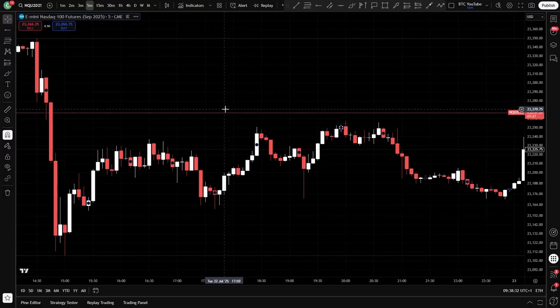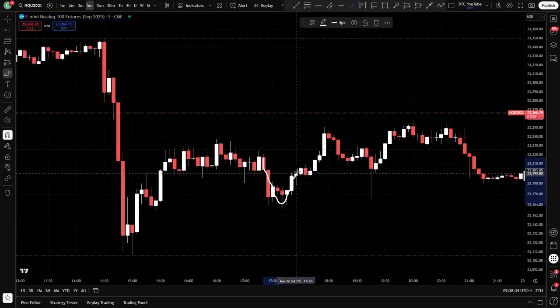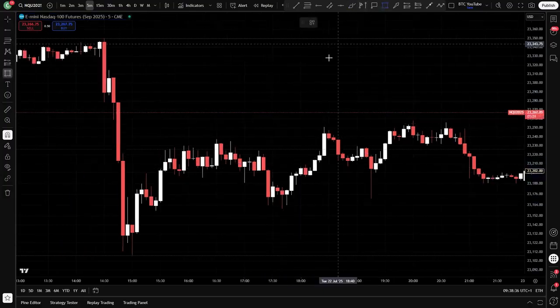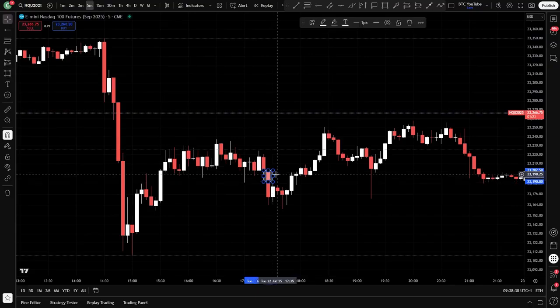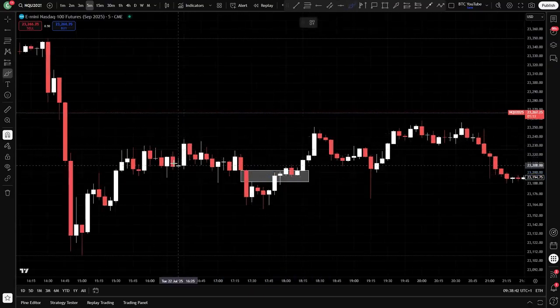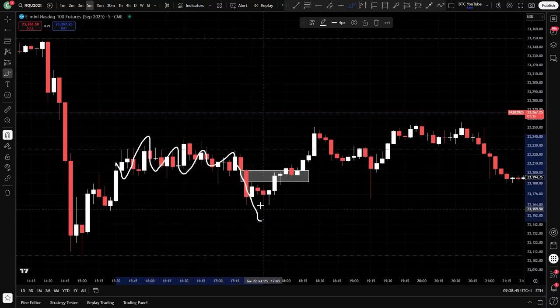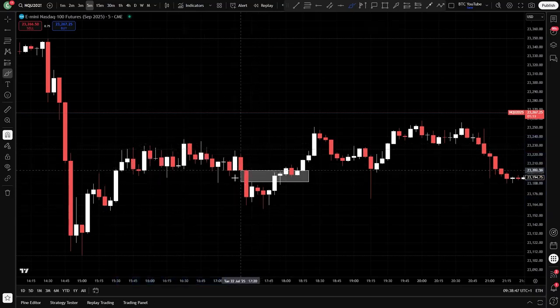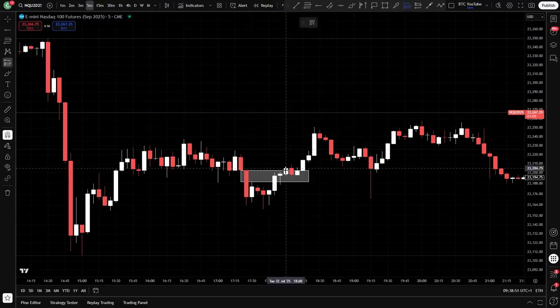We've got the manipulation below. And then we created that fair value gap. You can see, although this isn't as textbook as most fair value gaps, this still was valid. You can see accumulation, manipulation, V-shape back up in the space of 5 candles or so. You've got your entry here when you close back above.